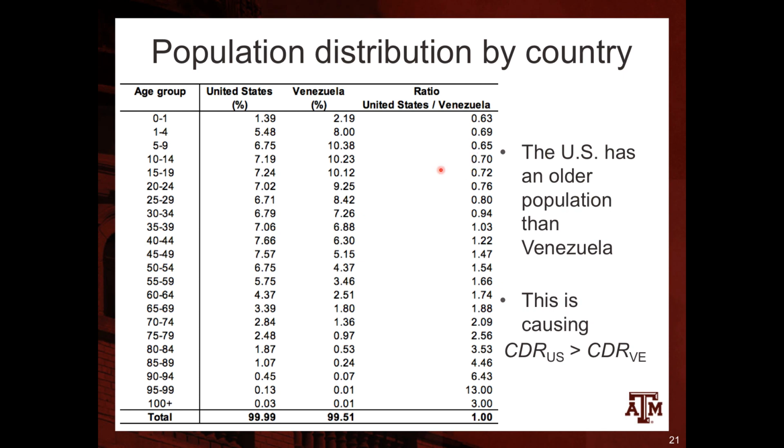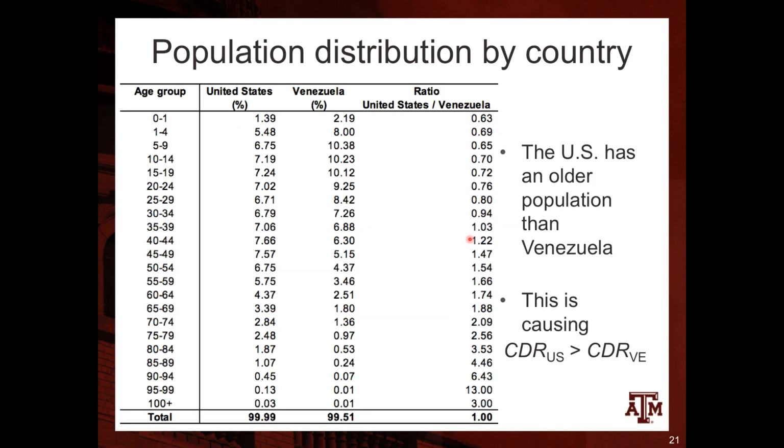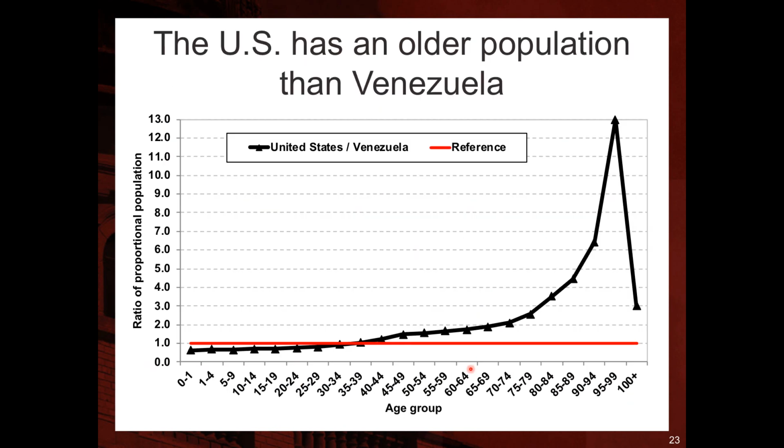And just to look at this age distribution for the US and Venezuela in graph format, the same information here in graph format, that's what we have in this graph. So we see that in the US, proportionally, you have fewer people in younger groups and more people in older groups, the blue line, and Venezuela has more younger people and fewer older people proportionally compared to the US, the red line here. Just going back to the previous slide, this ratio here, I show this in graph format in this slide.